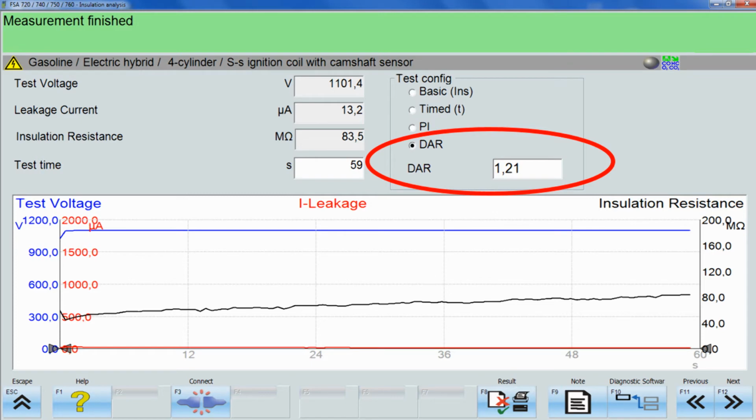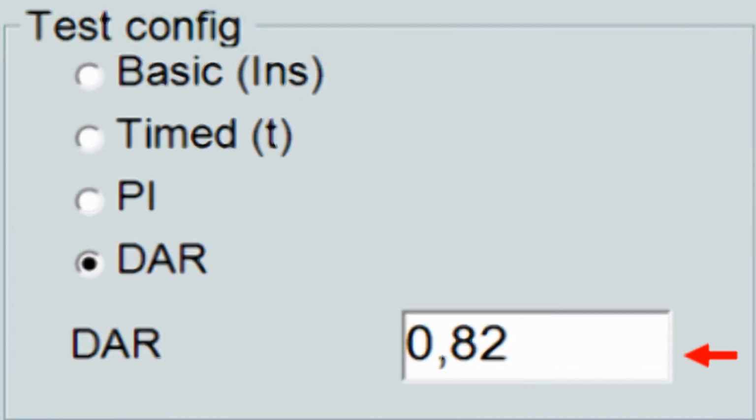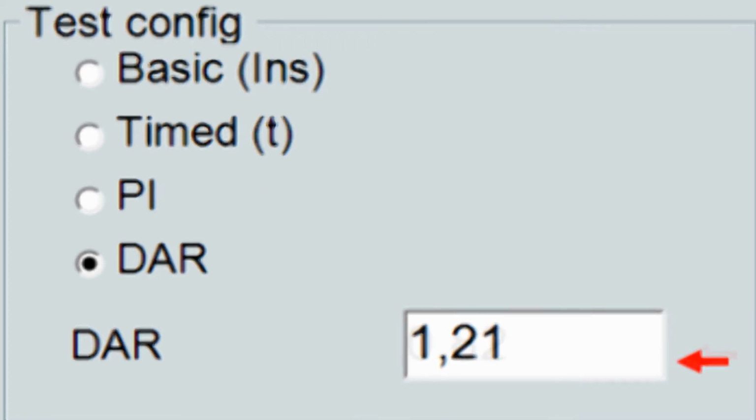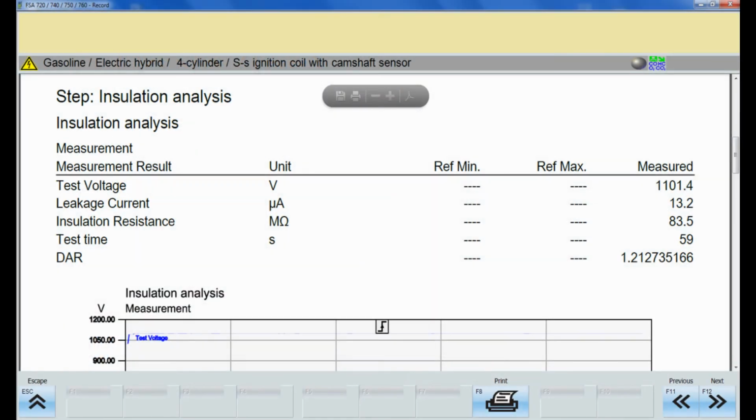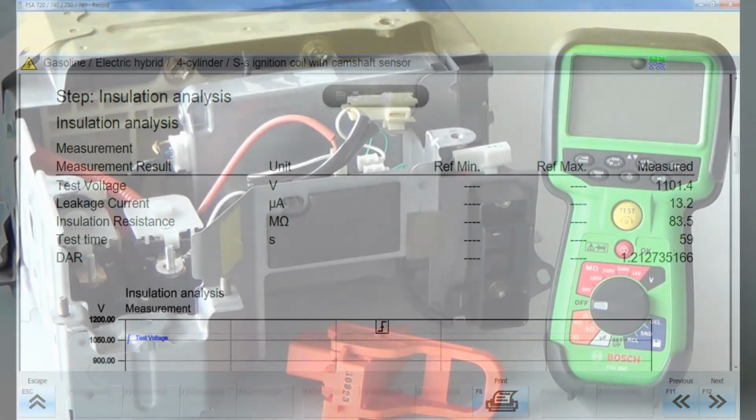This is a value greater than 1 or less than 1. If the R insulation reading is less than 1, then the insulation resistance is bad and not in order. If the reading is greater than 1, then the insulation resistance reading is in order. A protocol can be generated.